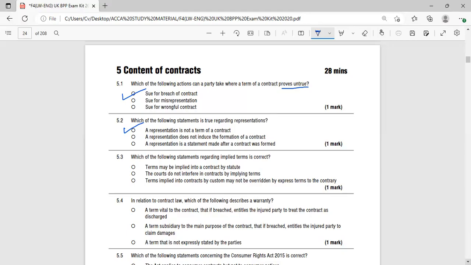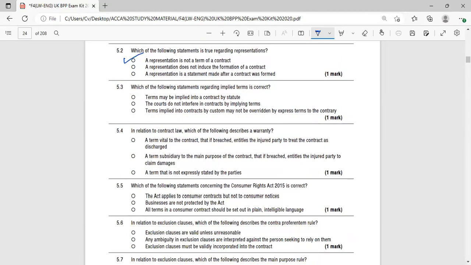Then we have: which of the following statements regarding implied terms is correct? Implied means part of it. The terms may be implied into the contract by statute. As I told you, part of it is already included. Courts do not interfere in any contract by implying terms. Courts may imply terms into the contract in order to give the contract efficacy. Terms implied into a contract by custom may not be overridden by express terms to the contrary. Express terms will override terms implied by custom. An implied term is simply a term included in the contract by law or by statute.